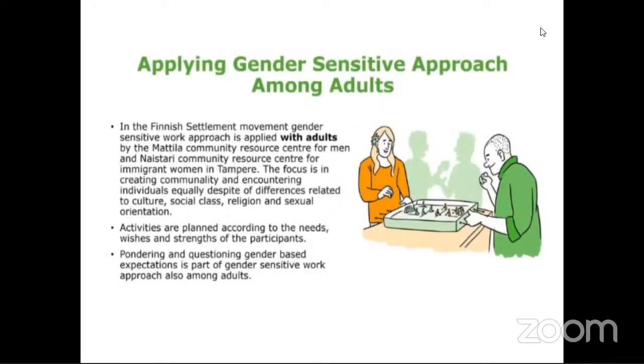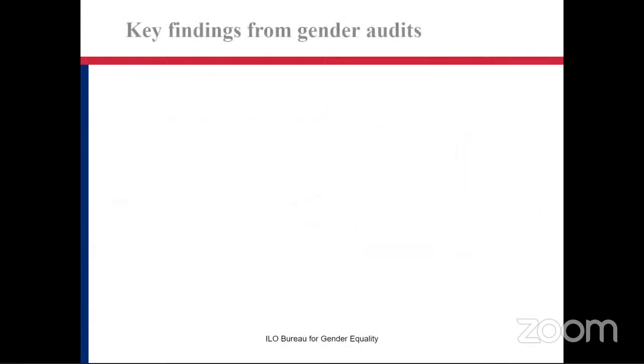In Finland, they apply a gender-sensitive work approach with adults. Matilia Community Center for Men and Naistri Community Resource Center for Immigrant Women in Tampere. Their main focus is to treat everyone equally, despite their differences in culture, religion, social class, sexual orientations. Activities are planned according to the participants. Now, thank you. I'd like to hand over to Sarah.